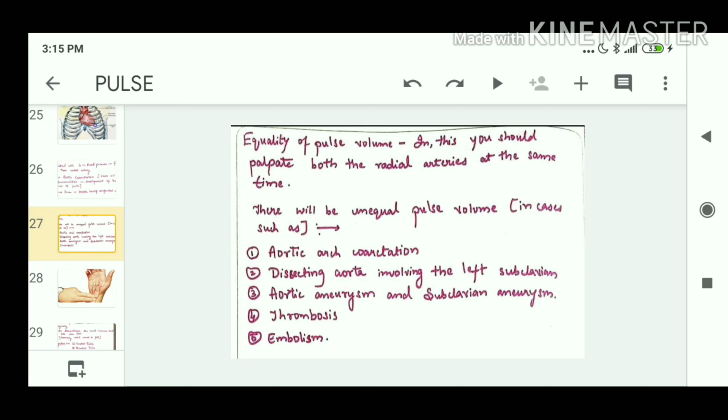So in equality of the pulse volume, you are going to examine the pulse of both the hands, right and left. If there is any inequality in the pulse volume, then it may be due to conditions like aortic arch coarctation, dissecting aorta, aortic aneurysm, subclavian aneurysm, thrombosis and embolism.